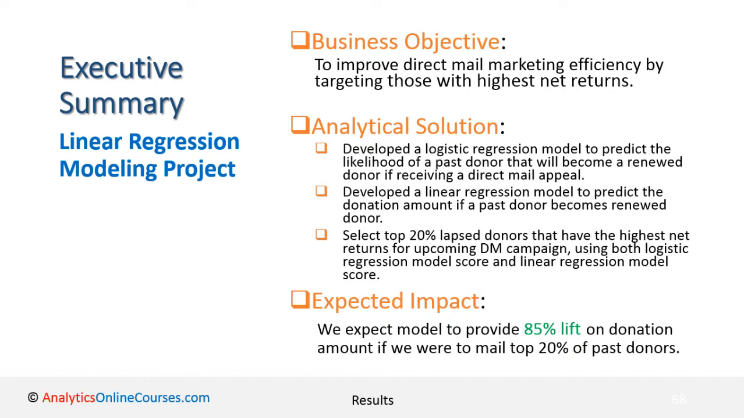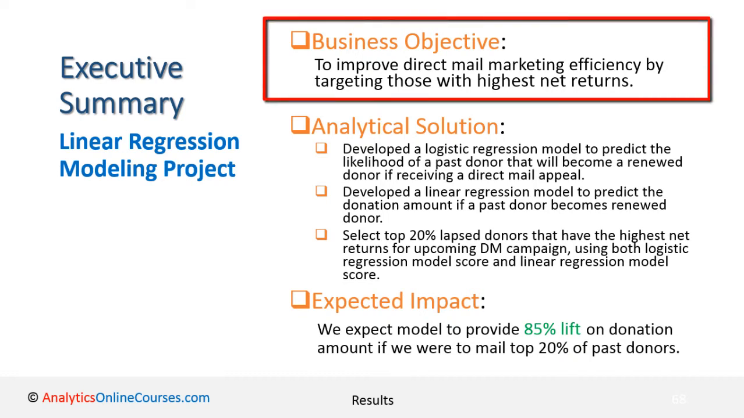We'll start with the executive summary slide. In this slide, we need to provide 3 categories of information. The first one is the high-level business objective. This helps to address the business question: why do we need the model? What business challenges are we trying to solve?